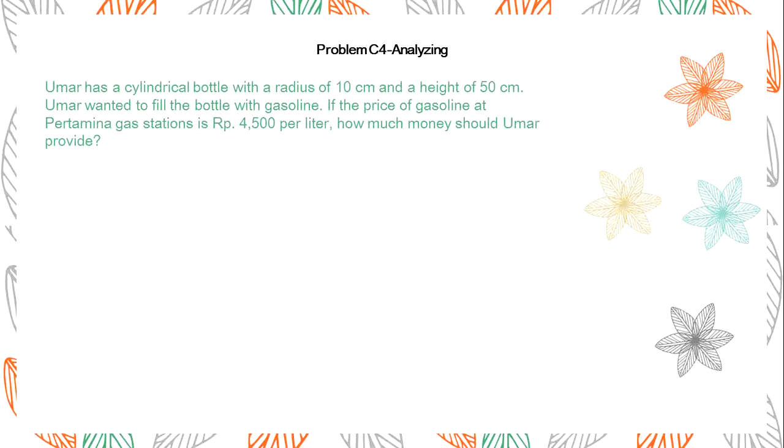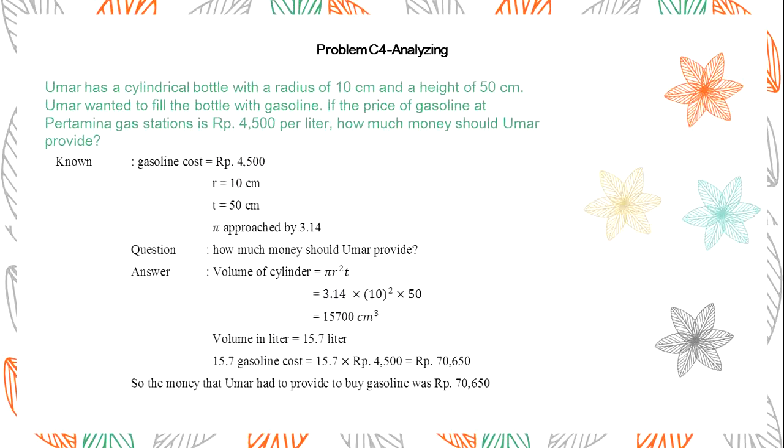So, different information is needed to help solve the problem. To answer the question, the problem is how much money must be provided by Umar to fill the bottle completely. For this reason, it is necessary to know the amount of gasoline that must be purchased. In this case, it is the same as the volume of the bottle because the bottle will be completely filled. So this is the step to solve the problem. We know the cost of the gasoline, the radius and the height of the bottle, and π approximated by 3.14.